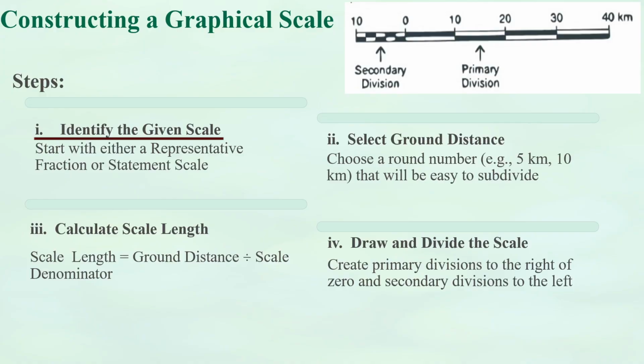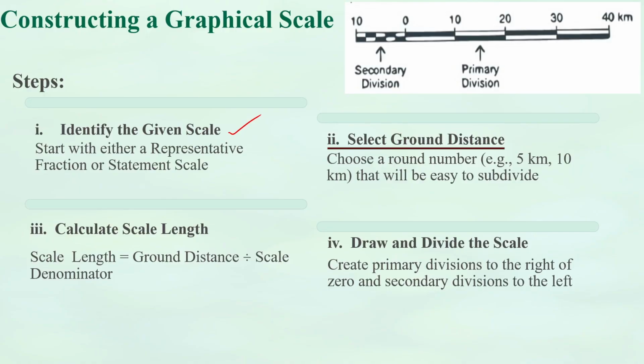First step is to identify the given scale. Every map will be having the scale at the bottom, no doubt. The scale may be given in the form of a statement or a representative fraction like 1:50 or 1:1 lakh. Whether the given scale which we want to convert is in the form of a representative fraction or a statement type, we need to identify.